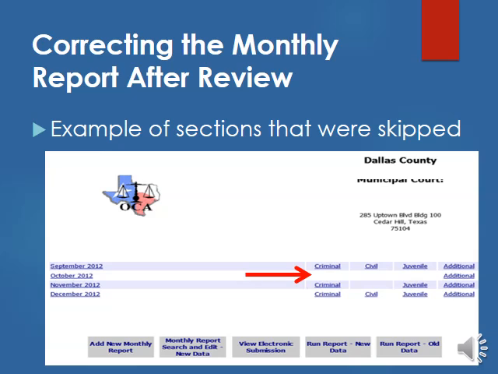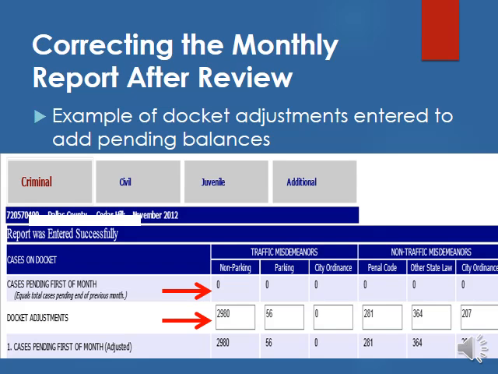Now here is a screenshot of an instance where the criminal, civil, and juvenile sections were not submitted in the month of October, and the civil section was also not submitted in the month of November. Instead of entering the missing criminal section prior to submitting the November report, the November report was submitted and docket adjustments were entered to account for the missing pending cases. Once the October report is submitted, the docket adjustments will need to be removed from the November report, and the report will need to be reviewed in its entirety to ensure everything is correct.